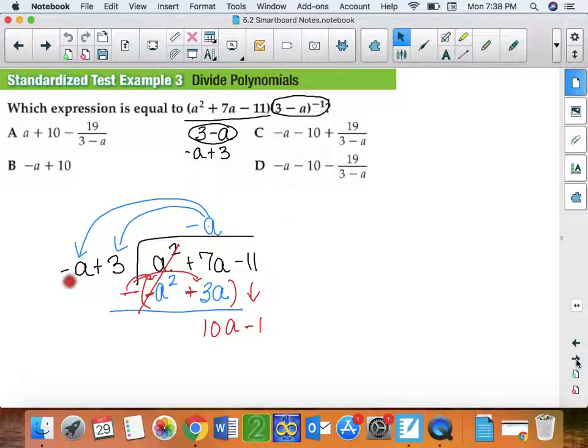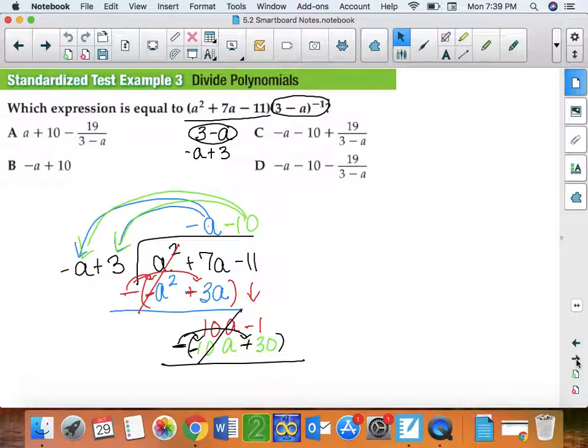So now I'm asking negative a times what will give me 10a? And we know that that is negative 10. And then I'm going to distribute that through. So negative 10 times negative a is a positive 10a. Negative 10 times 3 is negative 30. And then we're going to subtract off that whole quantity, which means I need to take it through. So that's a negative, that's going to be a positive.